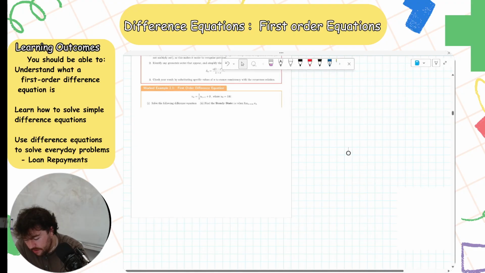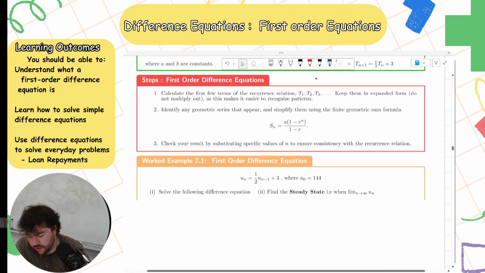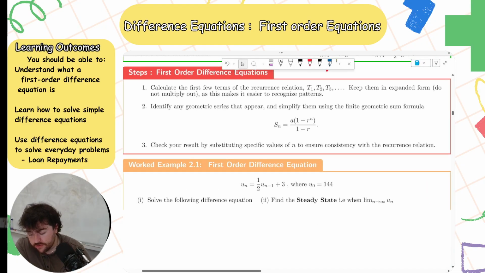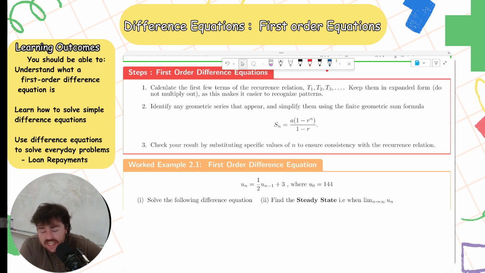So how to solve a first order difference equation. You calculate the first few terms in your recurrence relation. You calculate T1, T2, T3, etc. And you keep them in expanded form. So you'll see what I mean in a minute, right? So you don't multiply out any brackets you have, and it makes it easier to recognize patterns. And finally, you identify any geometric series that appear, and you simplify them using the finite geometric sum formula.